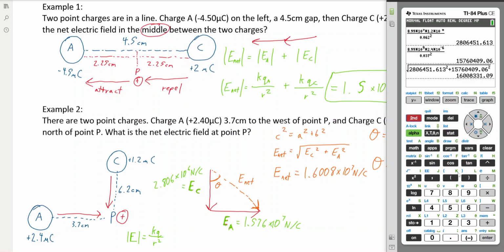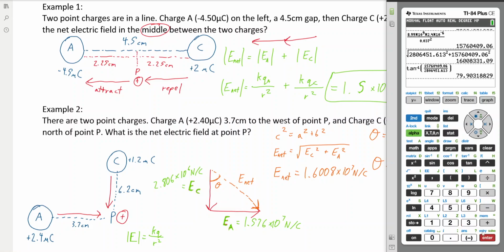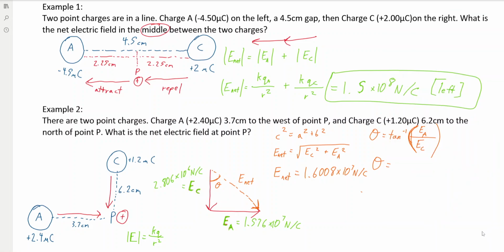Okay, now let's deal with the angle. So it's going to be tan inverse of, now let's make sure we do the right one. So this is going to be opposite over adjacent, so it's A, so it's going to be this one over the other one, so 1.576 times 10 to the 7 over 2.806 times 10 to the 6, and we get an angle of 79.9 degrees.